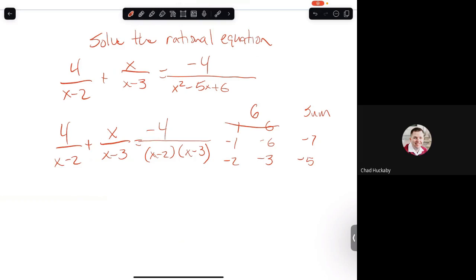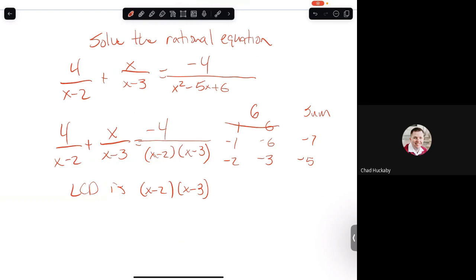Now you say, well, now there's even more stuff in the denominator. I don't know how to deal with that. Well, what we need to do is look at the least common denominator, the factors that we need. So we need an x minus 2. That will clear that. We need an x minus 3. That will clear that one. And then on the right-hand side, x minus 2, x minus 3 is already there for both. So our LCD is x minus 2, x minus 3.